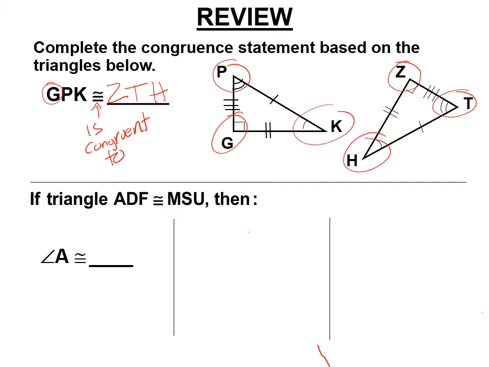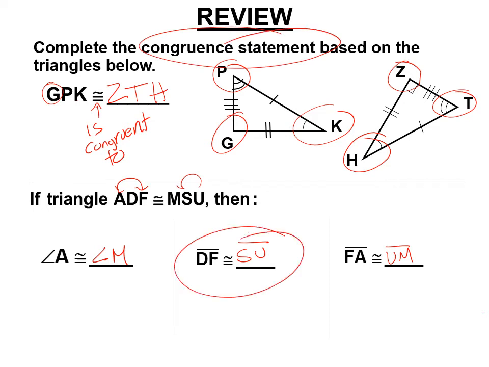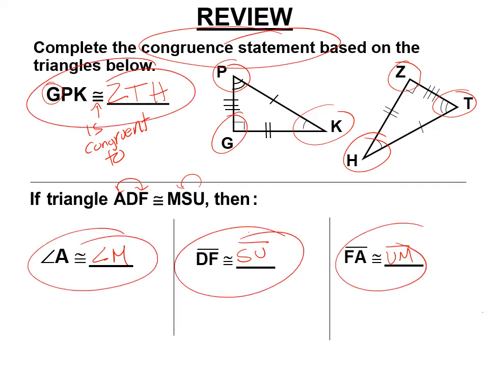Now for a different triangle down here, if triangle ADF is congruent to MSU, then angle A must be congruent to angle M. We don't know the measurement, but we know they're the same. Side DF must be congruent to side SU, or line segment SU. And yes, you could write US, but why would you? And side FA must be congruent to UM. The order totally matters in your congruence statements. These are all different congruence statements.